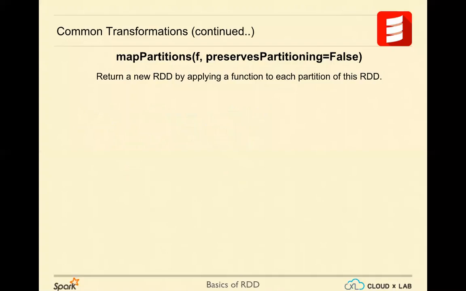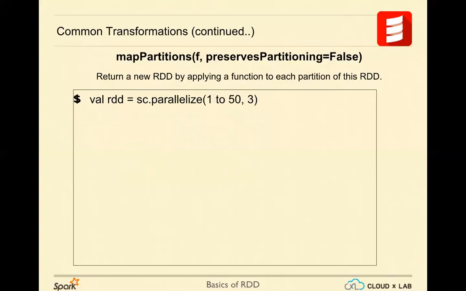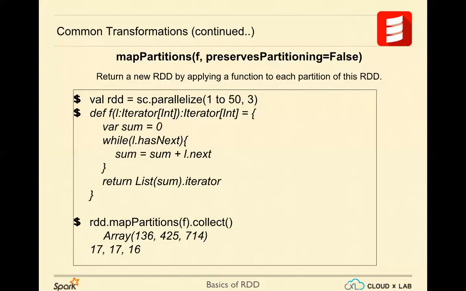Next is mapPartitions. mapPartitions takes a function as an argument and executes that function on every partition, not every record, every partition. So you will get an iterator to the records.